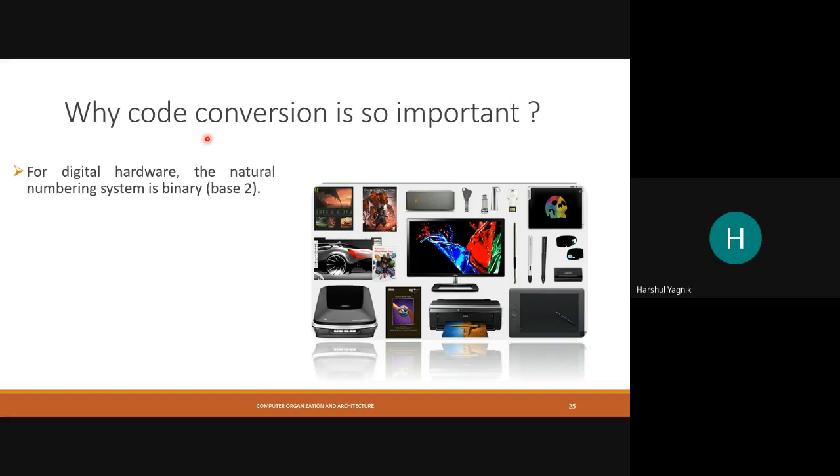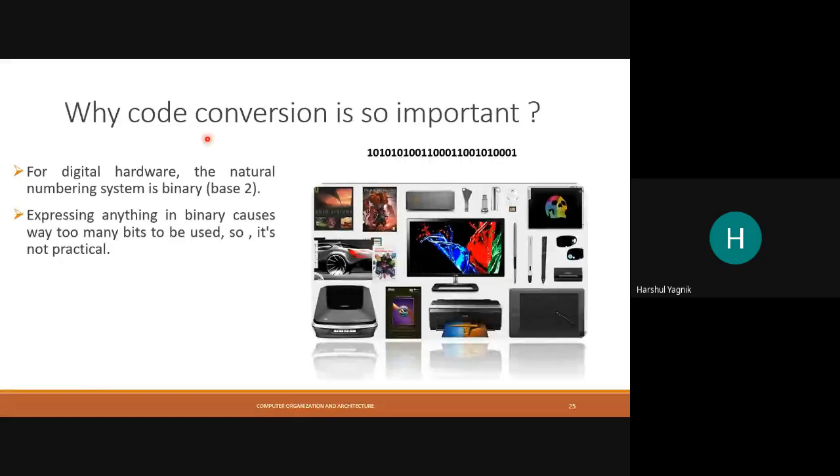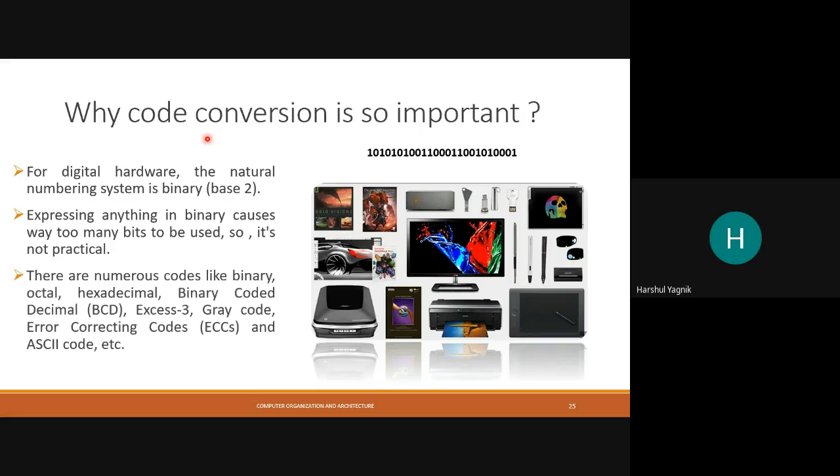So why are these conversions important? Because for digital hardware, the natural numbering system is binary, but expressing anything in binary causes way too many bits to be used, and so it is not practical. And then there are numerous codes which are used, like hexadecimal, octal, and other codes also, okay? Not just these two. There is BCD code, excess-3 code, gray code, error correcting code, ASCII codes, which are used to represent binary.